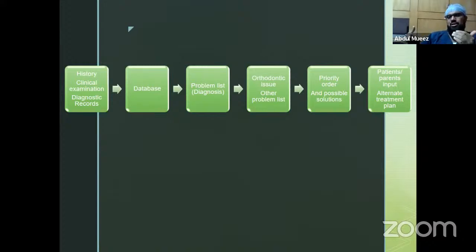Coming to the last, it is the orthodontic problem. In an orthodontic problem, first you have to prioritize what the patient says. Like the patient has got a problem of midline diastema. Yes, that becomes a priority.